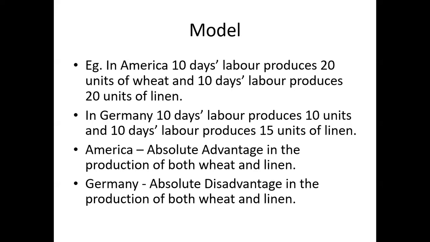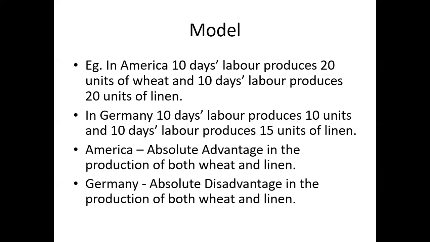Based on this assumption, the classical theory of international trade is expressed in money terms with this example. In America, 10 days of labor is assumed to produce 20 units of wheat, and the same 10 days of labor in America is assumed to produce 20 units of linen. In Germany, 10 days of labor is assumed to produce 10 units of wheat, and 10 days of labor in Germany is assumed to produce 15 units of linen.